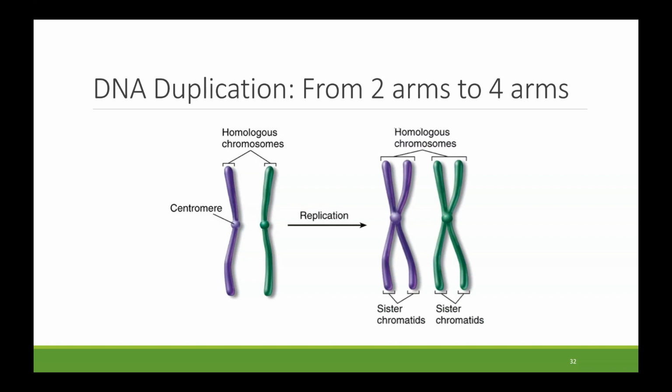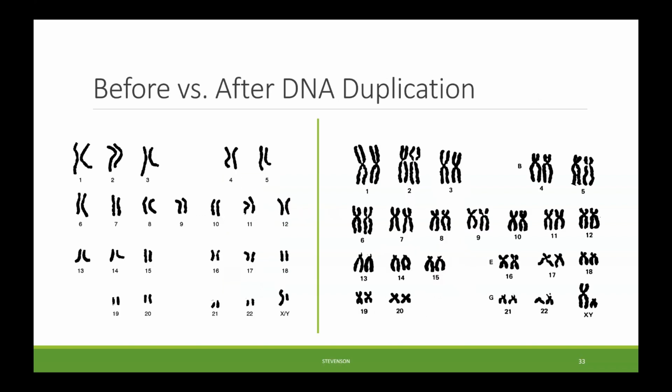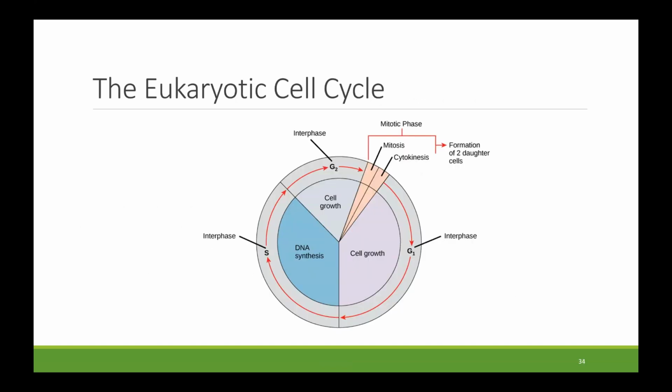But first, just to drive home this point about DNA duplication, on the left, this is what a human karyotype looks like if you were to be looking at a cell that hasn't copied its DNA, and on the right, that's what a karyotype looks like if you're looking at a cell that has already copied its DNA. So, DNA duplication precedes cell reproduction. It comes before the cell reproduces.